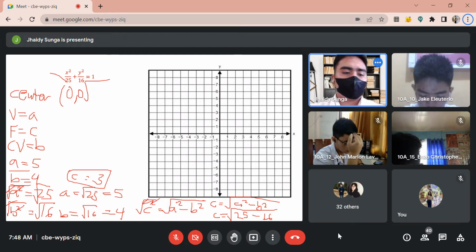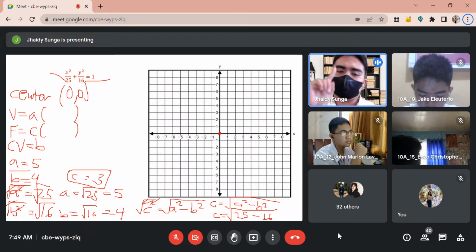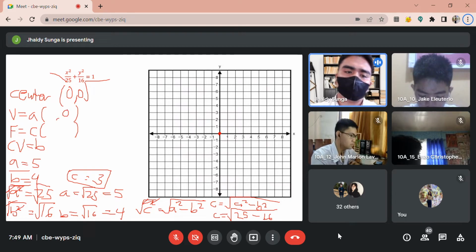All right, so let's try to graph. Plot first some of the coordinates, starting with the center. Then, how are you going to plot the vertices? Vertices first. Your vertices always depend on the center. Center first. So your center is 0, 0, isn't it? So let's temporarily put 0, 0 for your vertices. But you have the value of A. What's the value of A?